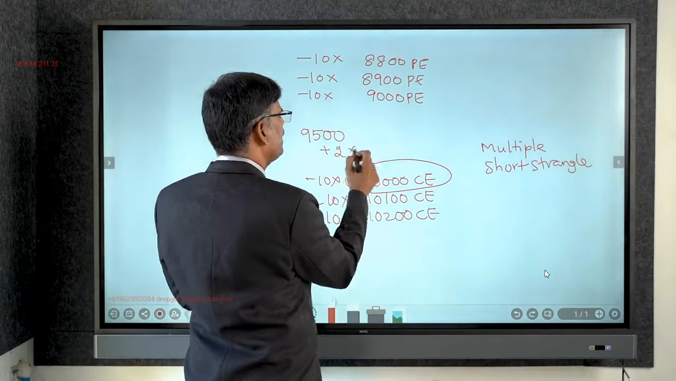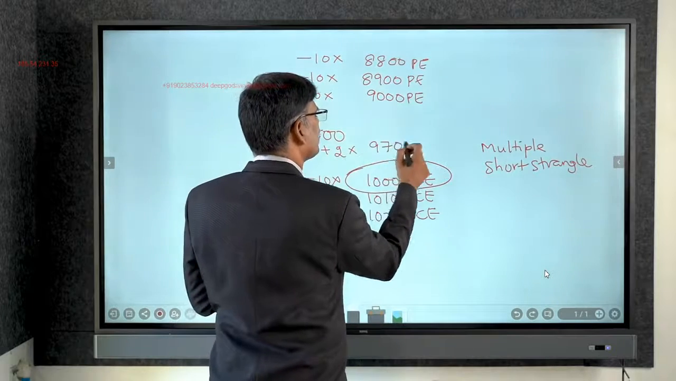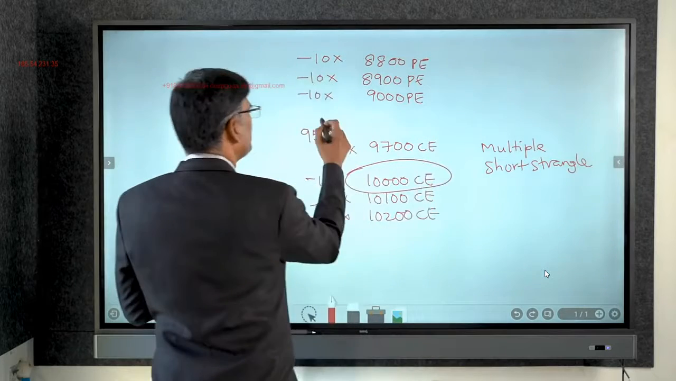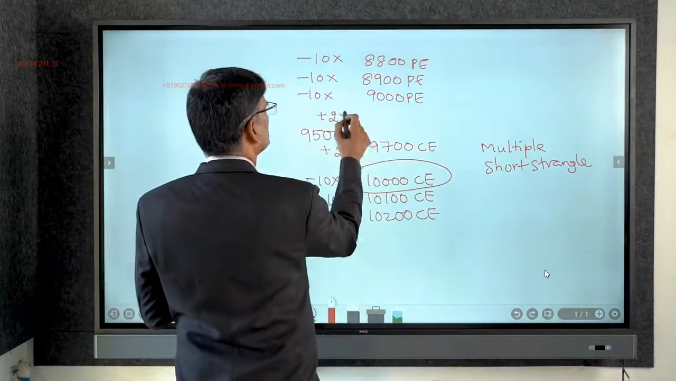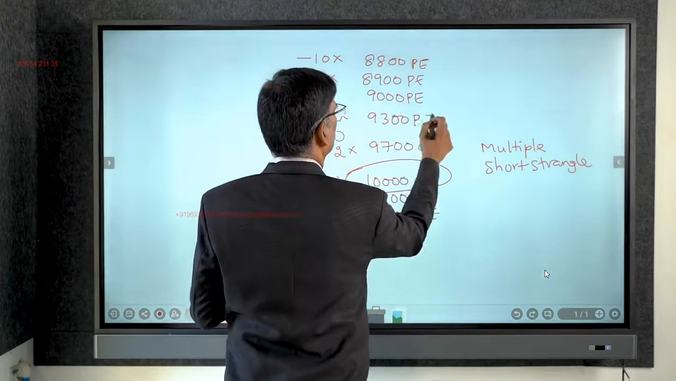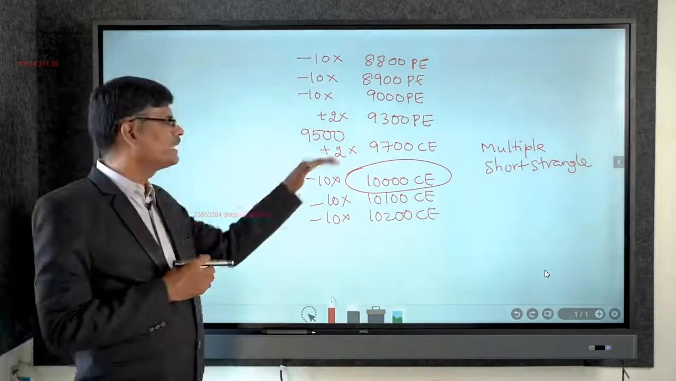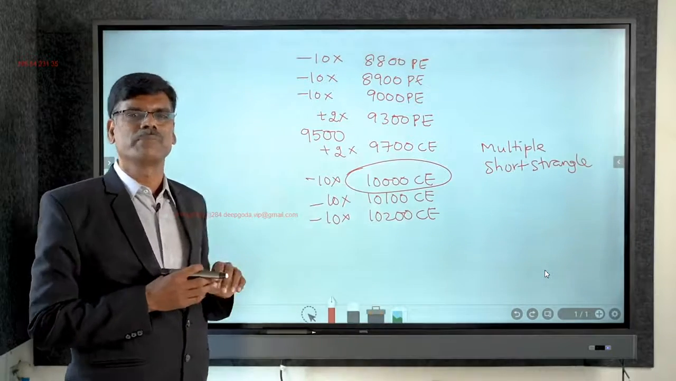So you buy 9,600 or 9,700 call option. Similarly, just buy 2 lots of 9,300 or 9,200 put option. Some small quantity. You don't have to do the same level, but you can do some small quantity.